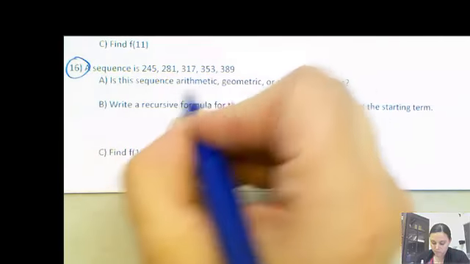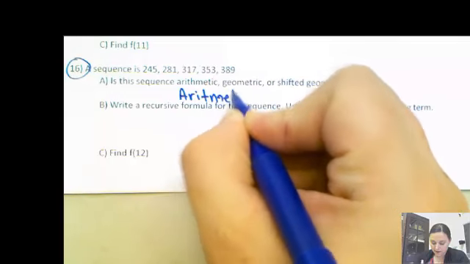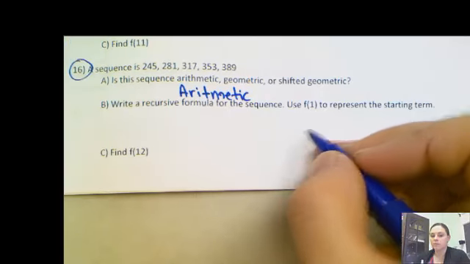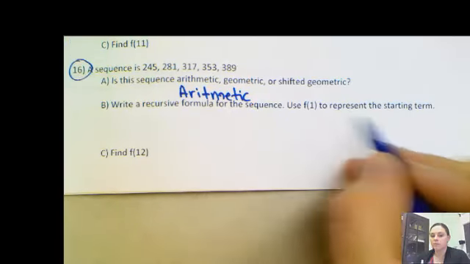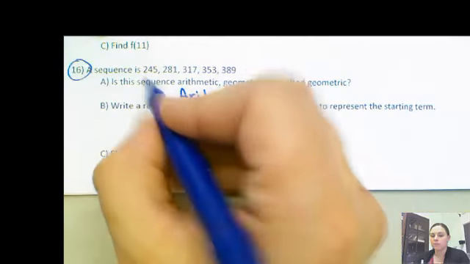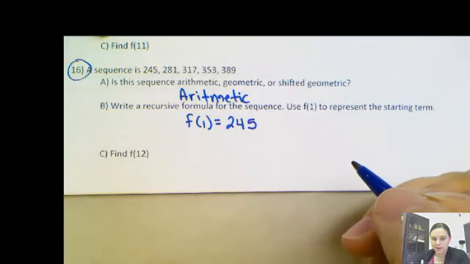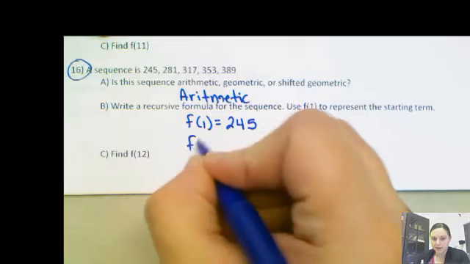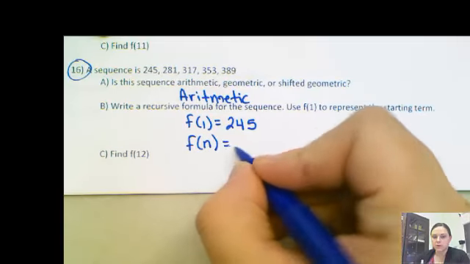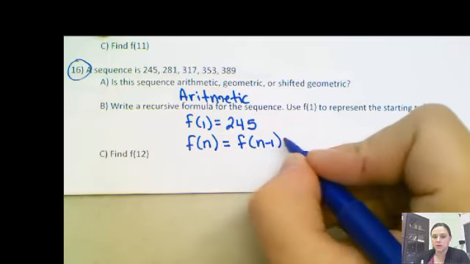And then the next part, we want to write the recursive formula for the sequence. It says use f of 1 to represent the starting term. So since my starting term, the first number we have right here, is 245, I have f of 1 equals 245. And then next I want to write down my rule. So I'm going to start with f of n equals, and then I'm going to take f of n minus 1, that means the term before it, and then we're going to add on 36, because we found before that to find the next number in the sequence, we keep adding on 36.